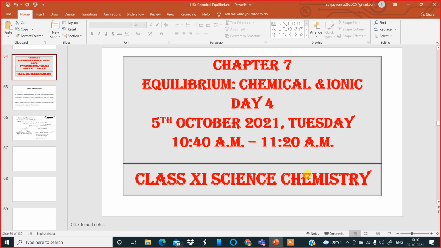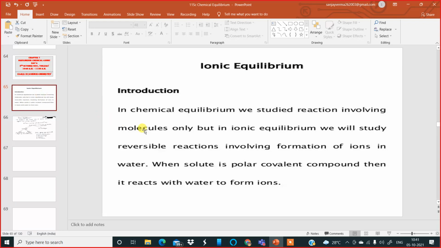So today we begin with the second half of the chapter, equilibrium, and the second part of this chapter is called ionic equilibria. Today is the fourth day of myself trying to deal with the chapter equilibrium, and it is called ionic equilibria. And now let us introduce what is ionic equilibrium. Let's try to understand.